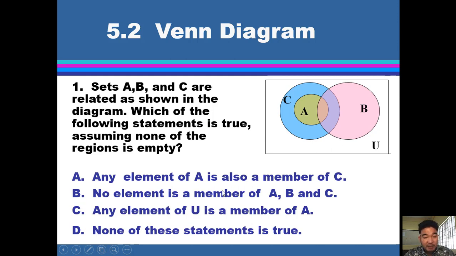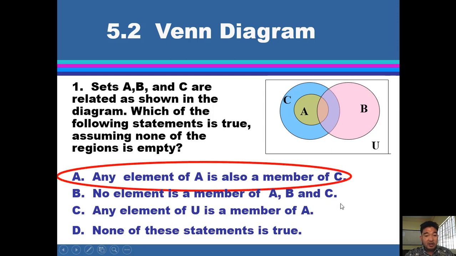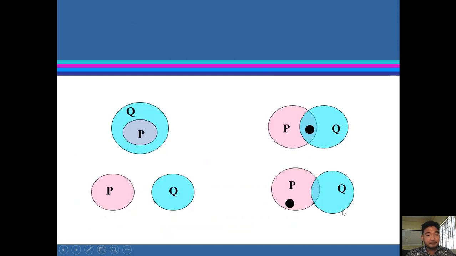Letter B: no element is a member of A, B, and C. Is that correct? That's false because there are some elements which are members of A, B, and C. Letter C: any element of U is a member of A. Lahat daw ba ng element ni U ay member din ni A? So hindi, some lang. Okay, then for letter D, none of these statements is true. So only letter A is correct by observing the Venn diagram.